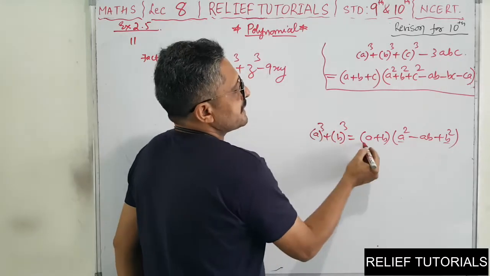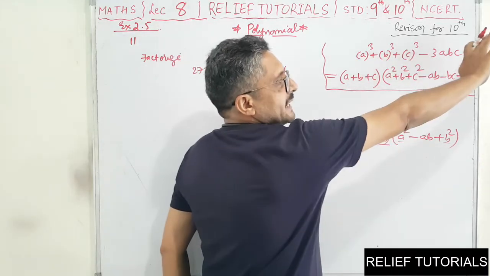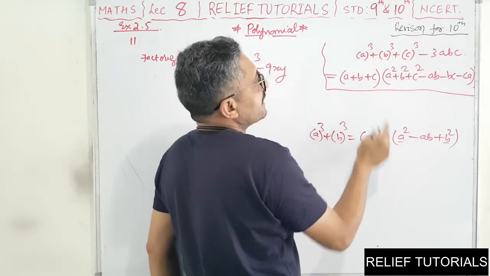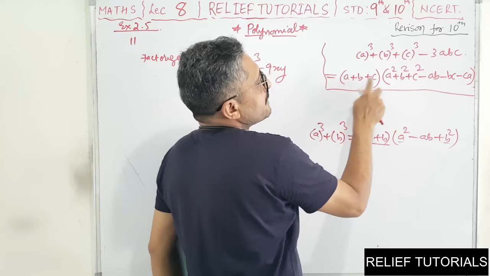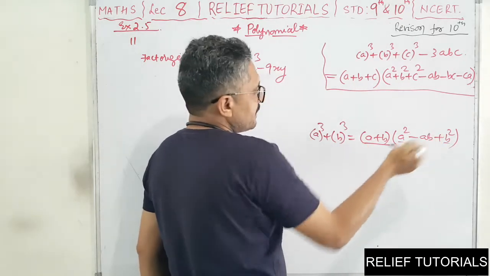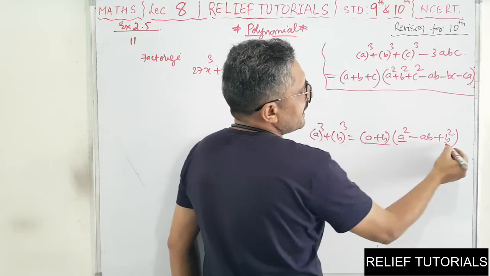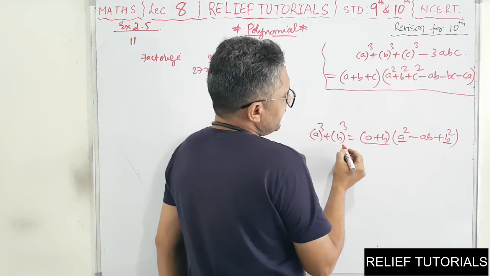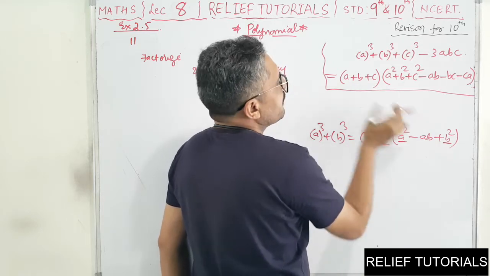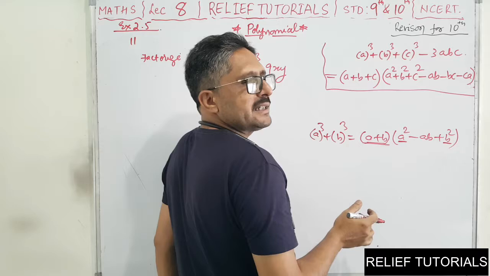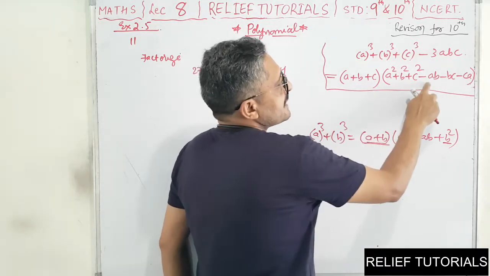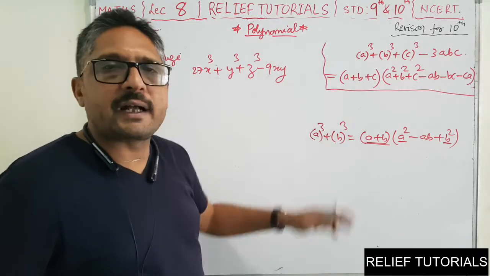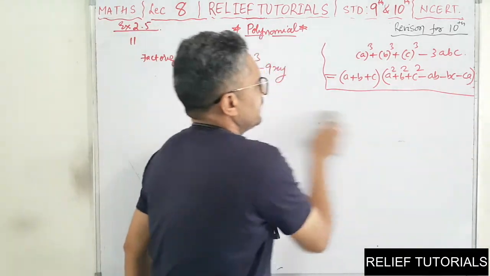See here, a cube plus b cube means a plus b. Here, a cube plus b cube plus c cube, you write a plus b plus c in the first bracket. In the second bracket, here it was a and b, so you wrote a square plus b square. Here it is a, b and c, so you write a square plus b square plus c square. Here it was a, b, so you wrote minus ab. But here a, b, c, you are not writing minus abc, but you are taking two at a time: minus ab, minus bc, minus ca. That's all. So there is a connection between these two identities. Got it?